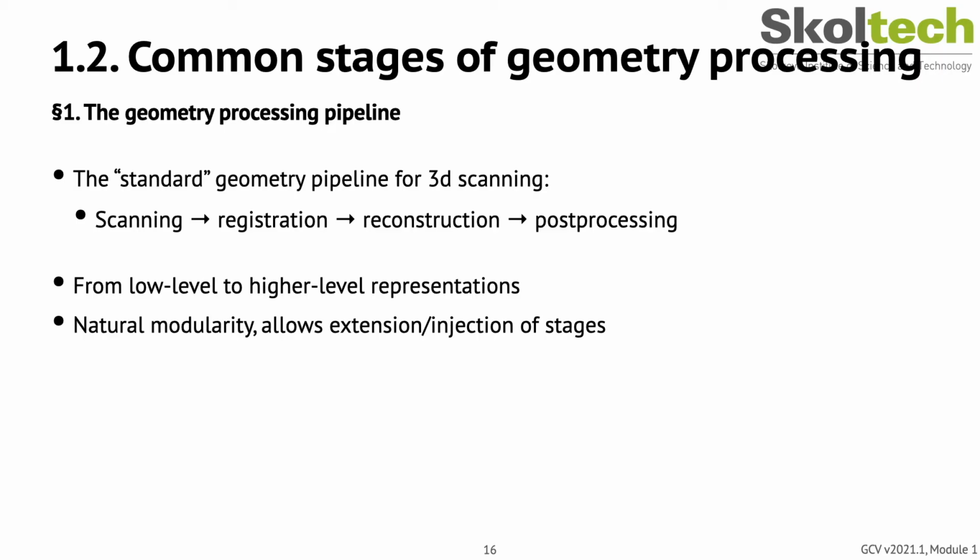To recap, the standard geometry pipeline for 3D scanning proceeds in a number of higher-level stages, where scanning itself is succeeded by registration, then reconstruction, and then post-processing, going from lower-level to generally higher-level representations. It naturally allows for modularity, or extension and injection of different stages.